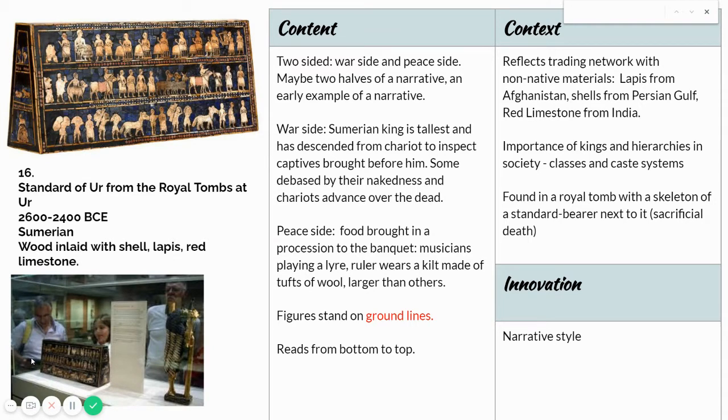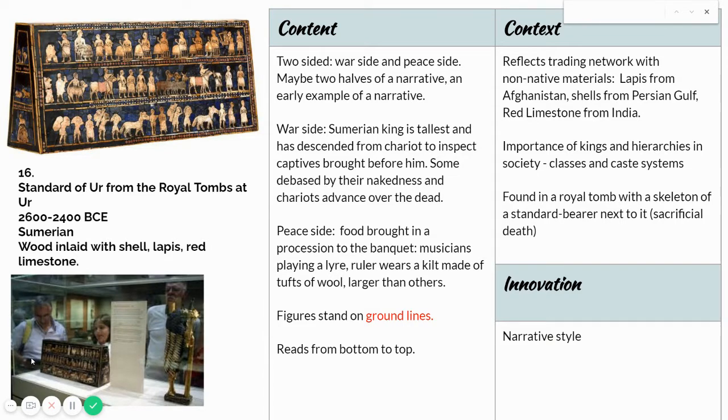For the peace side, we have food that's brought in a procession to a banquet. And you just have all these lovely, happy settings. You have musicians that are playing a lyre, the ruler is wearing a kilt made of beautiful tufts of wool. And again, the king is in hierarchy of scale. You'll always see the ruler taller than anybody else depicted in the narrative.